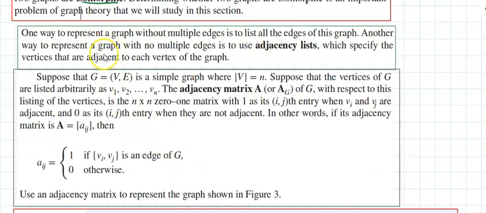One way to represent a graph without multiple edges is to list all the edges of this graph. Another way to represent a graph with no multiple edges is to use adjacent lists. I'm going to do an example on all of those, which specify the vertices that are adjacent to each vertex of the graph.